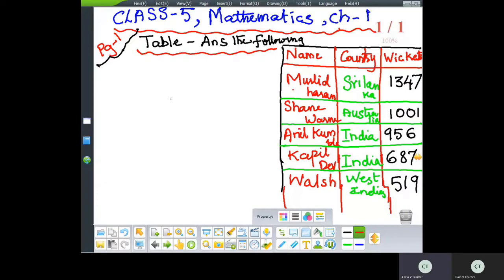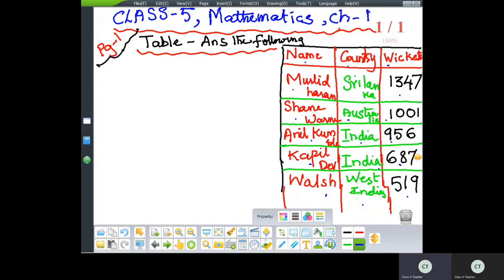In that table, you can see, name is given, country is given, wickets are given. Muralidharan, he is from Sri Lanka and he scored 1347 wickets. Shane Warne from Australia, 1001. Anil Kumble from India, 956. Kapil Dev from India, 687. Walsh from West Indies, 519. So these are the countries and the wickets of the players.